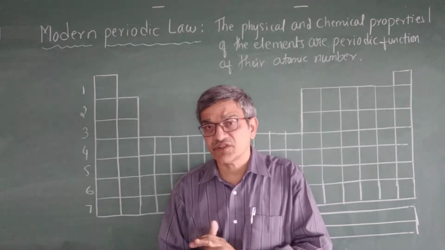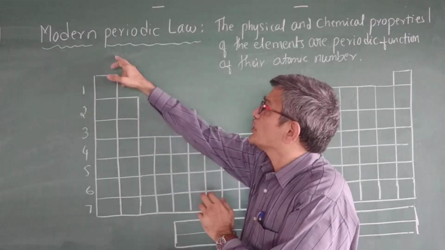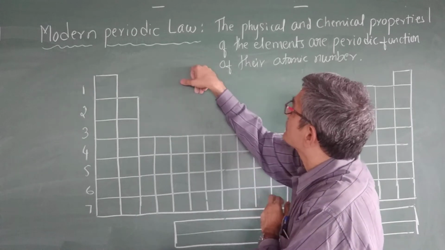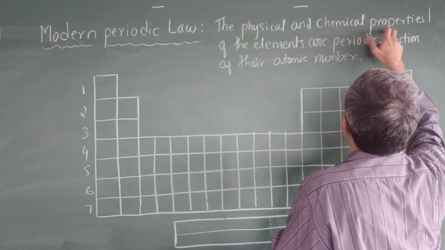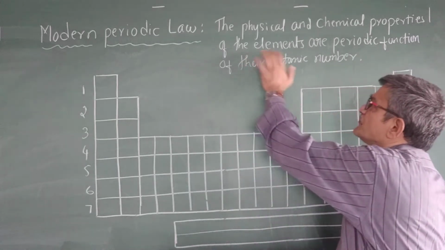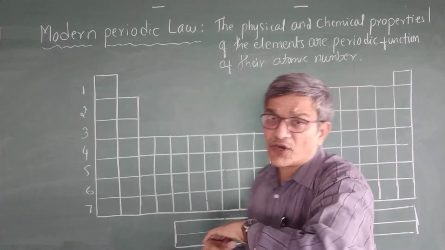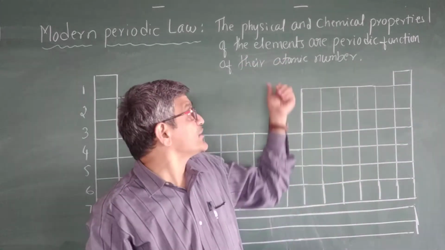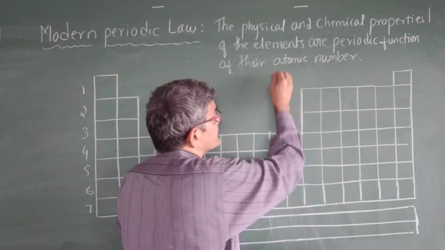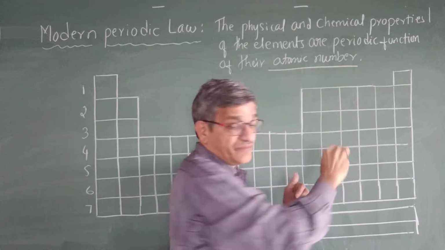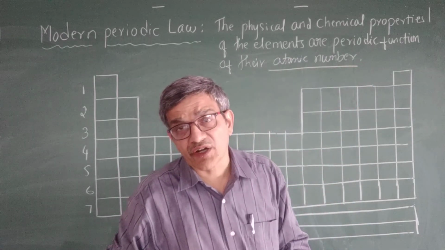So what does this law tell us? The modern periodic law states that the physical and chemical properties of the elements are a periodic function of their atomic number. So they have considered here the atomic number.